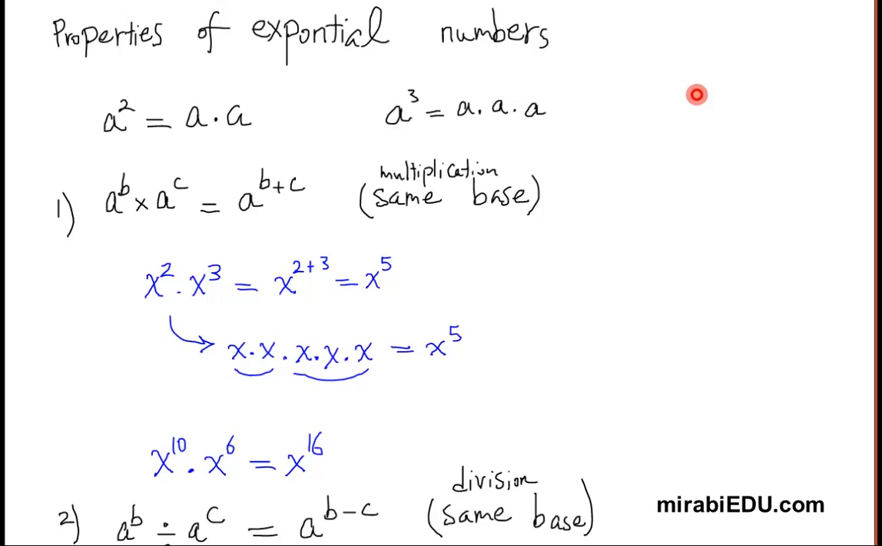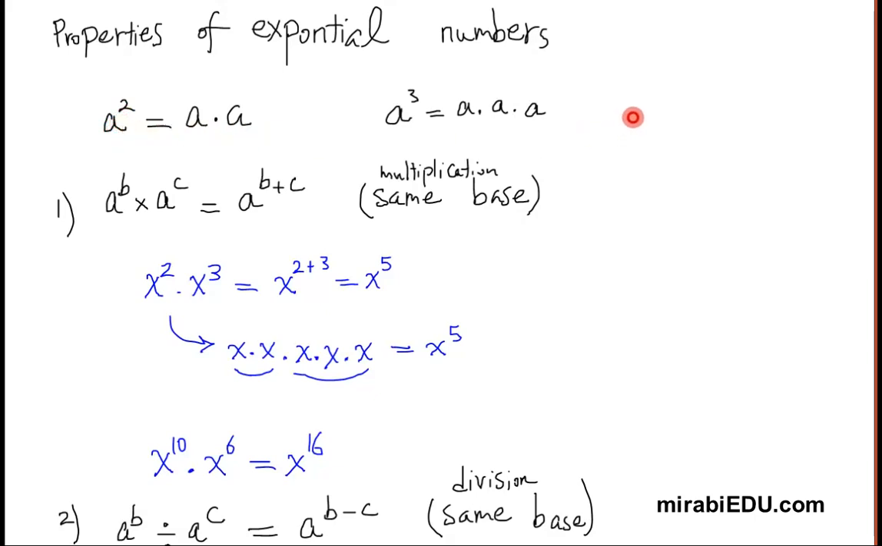Let's start with talking about properties of exponential numbers, also called rules of power. First of all, a squared, or a to the second power, is defined to be a number times itself. So second power means a number multiplied by itself. This is read as a squared, or a to the second power, or simply a to the 2.